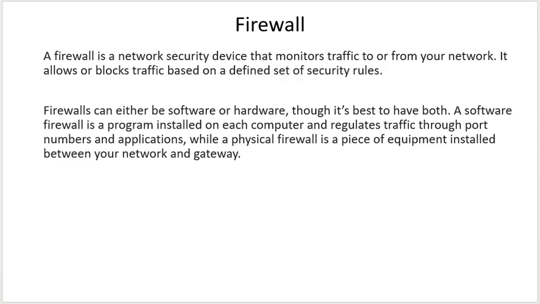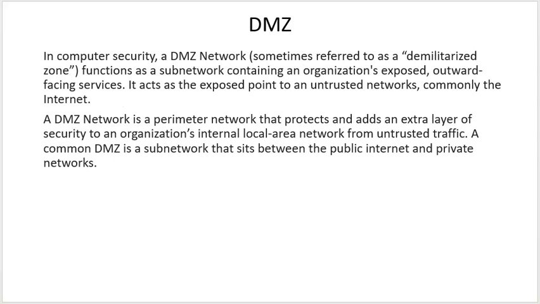Firewalls can either be software or hardware, though it's best to have both. A software firewall is a program installed on each computer and regulates traffic through port numbers and applications, while a physical firewall is a piece of equipment installed between your network and the gateway.